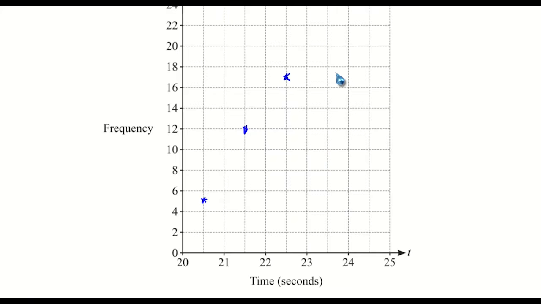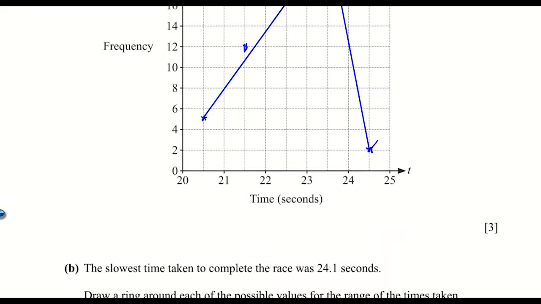So 23.5 against 22 is going to be here. Then we have 24.5 against 2. So it's going to be here. So we need to connect this together from here. Go like this and connect these together. Okay, so this is the polygon you can draw for that.